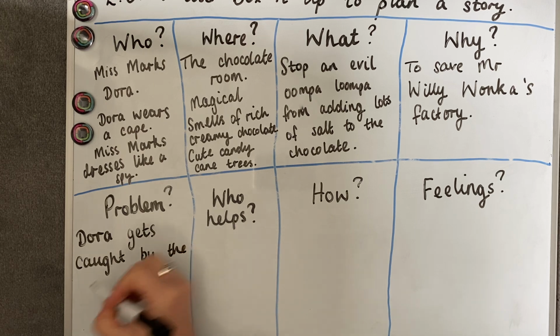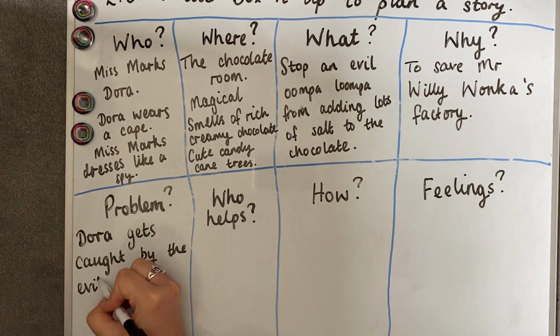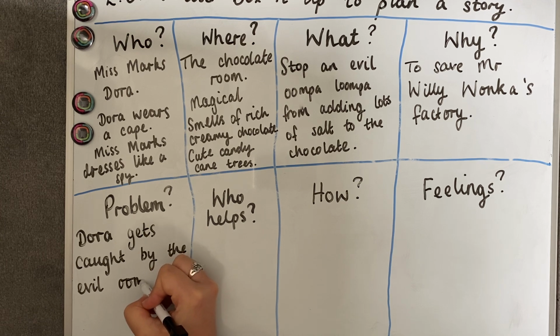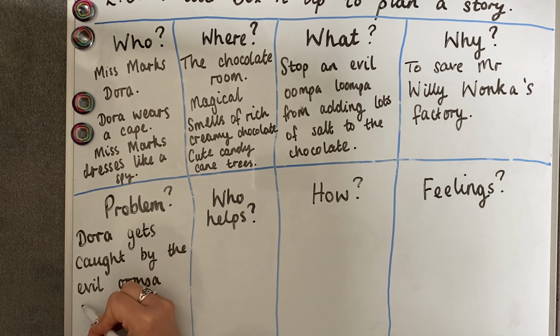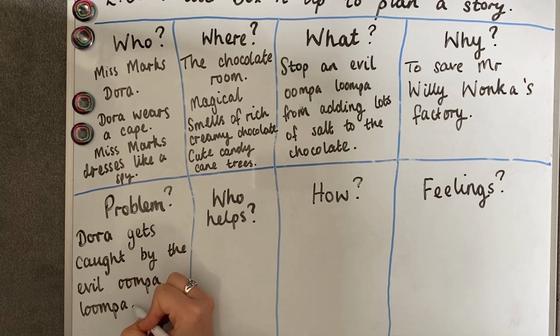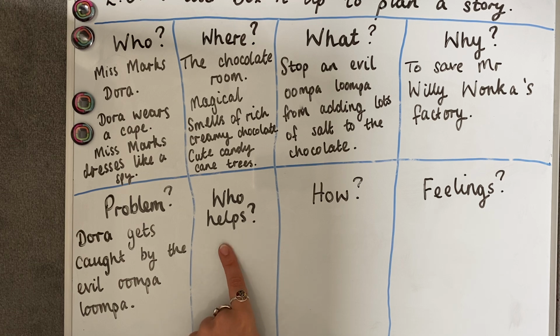by the evil Oompa Loompa and I'm going to have to try and save her. So this is my problem. Dora, my super dog, has been caught by an evil Oompa Loompa. Now we need to find out who's going to help your characters.